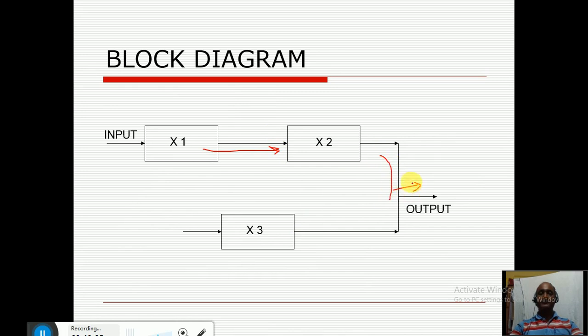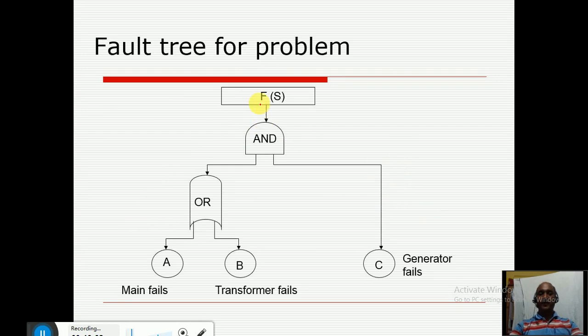Then you will get the output. If you put that in the fault tree diagram, then this is F of S, that is the failure of the operation theater. This failure is going to happen due to both: first the transformer failed, and the generator failed. If both fail, then F of S is going to fail. But how will the transformer fail? There is an OR condition. Either the mains fails or the transformer fails. It's very simple. Mains or transformer grid fails.